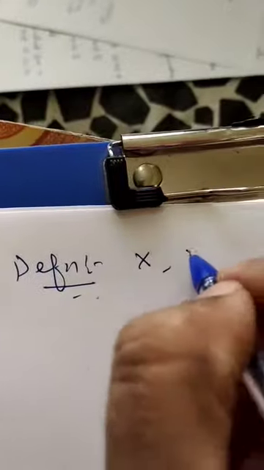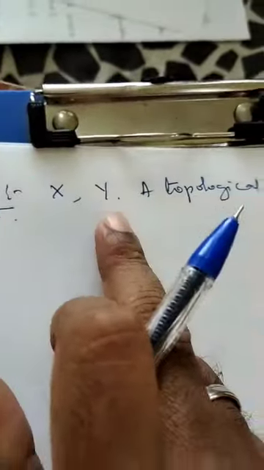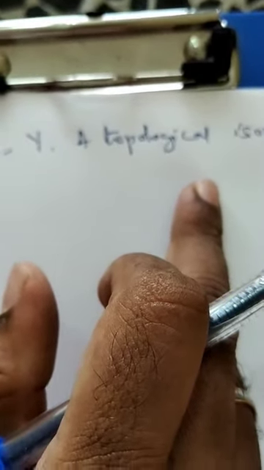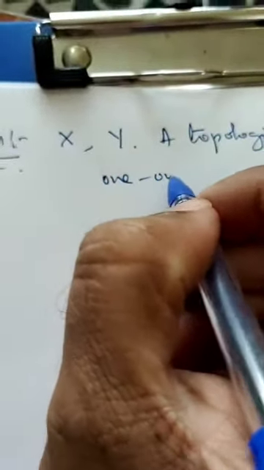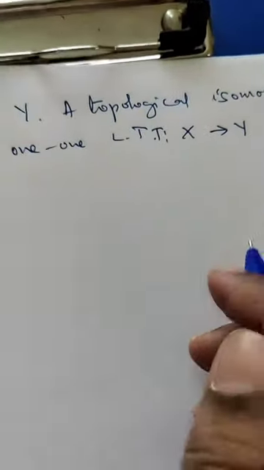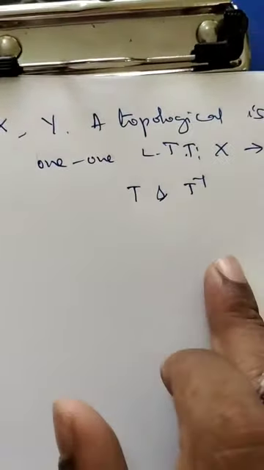Suppose X and Y are normed linear spaces, then a topological isomorphism of X into Y is a one-to-one linear transformation, say T, of X into Y, such that T and T inverse are continuous on their respective domains.